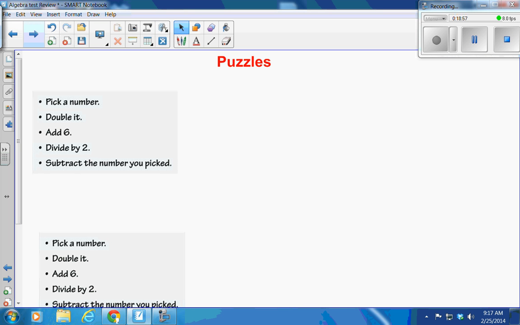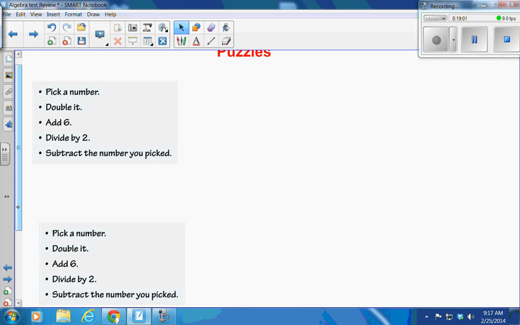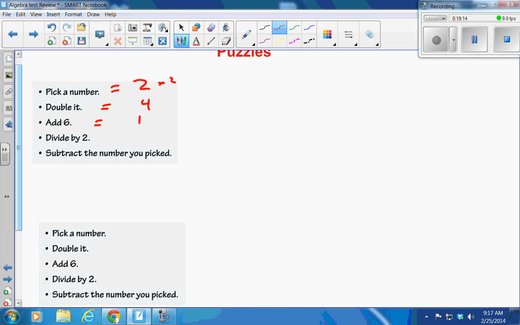Puzzles. Part of this test, you have to do puzzles with a number and a variable. So, I know you guys did this in class, but pick a number, any number. I'm going to pick 2. Double it. That means times by 2. That's 4. Add 6. 10. Divide by 2. That's 5. And then subtract the number you picked. We picked 2, and that'll give you minus 2. That'll give you your answer, and my answer should come out to 3. That's how the puzzles work.